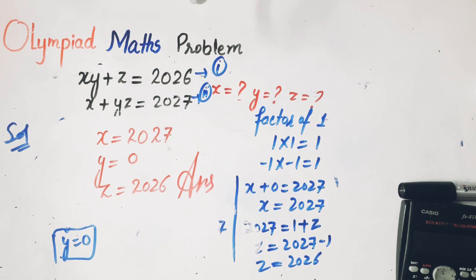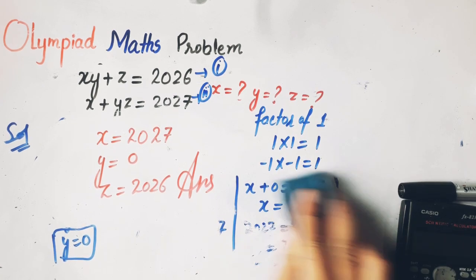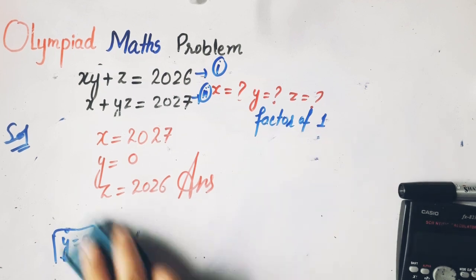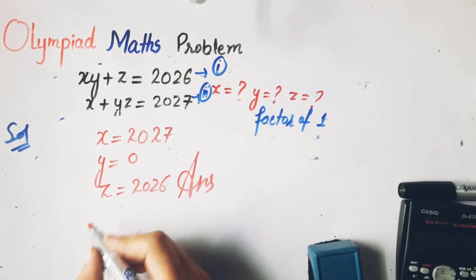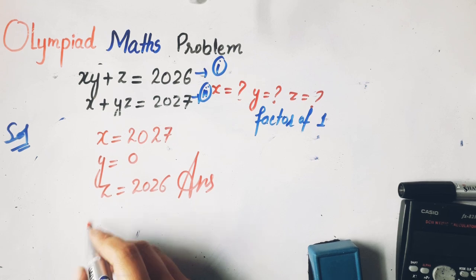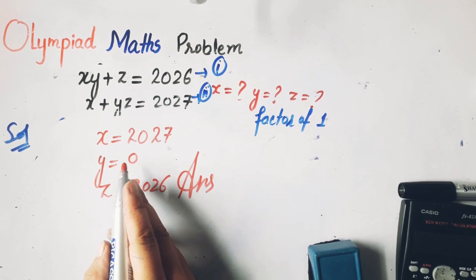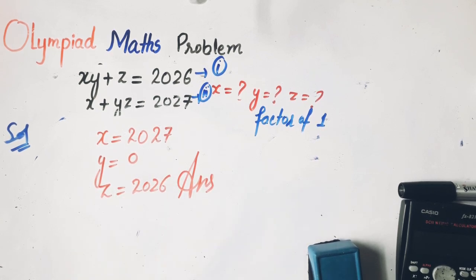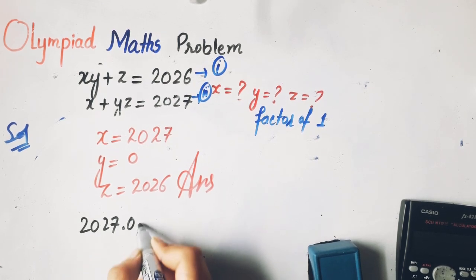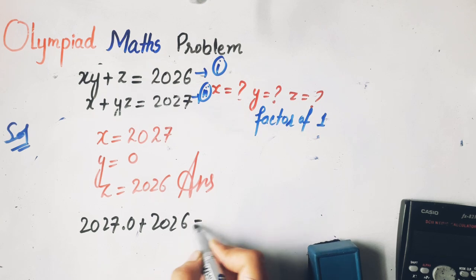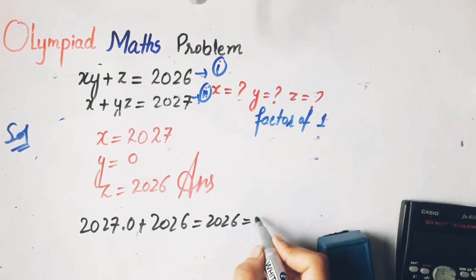Similarly, if we do this for minus 1, we will get the same result. Now we will do the verification. Verify this in equation 1. x is 2027, y is 0 and z is 2026. That is 2026 equals the right hand side.